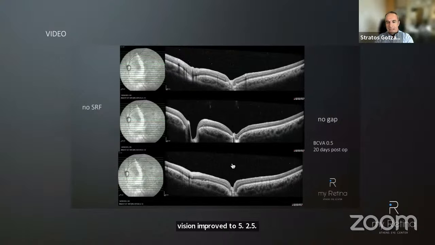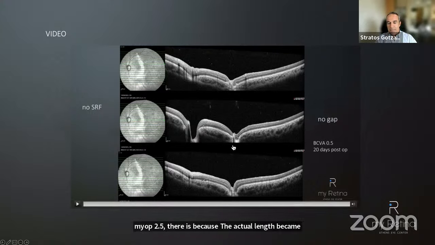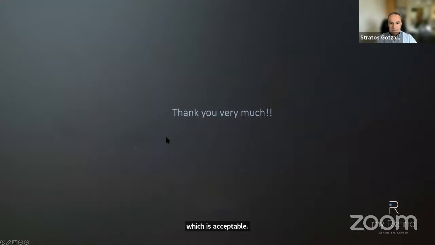The retina remains flat. We had a myopic shift of the macula of the eye. Before the trauma, he was emmetropic. After the trauma, he is myopic, 2.5 diopters, because the axial length became longer because of this deepness of the posterior pole, which is acceptable. The patient is happy. The surgeon is happy.